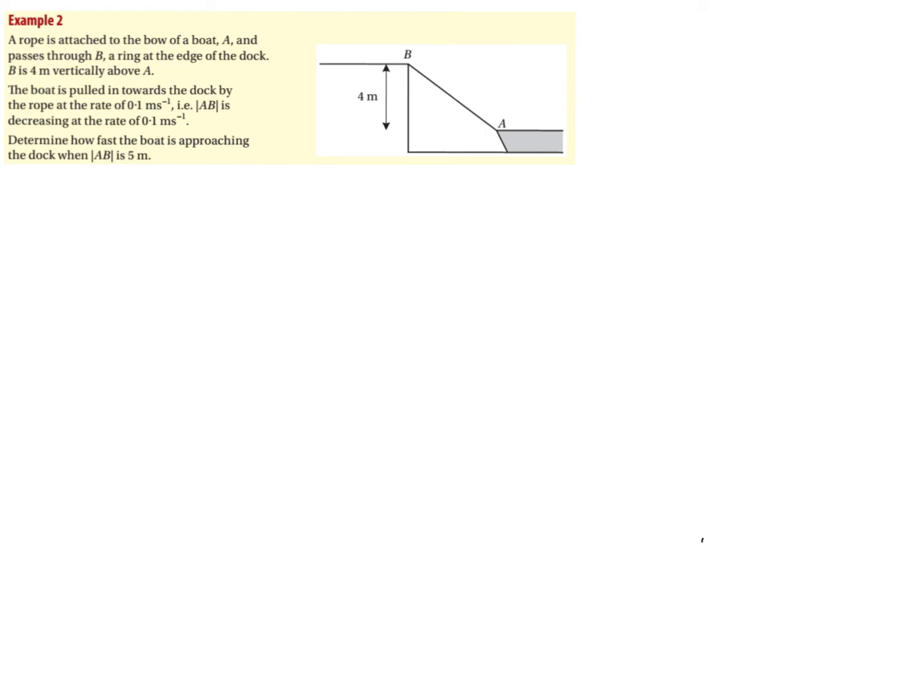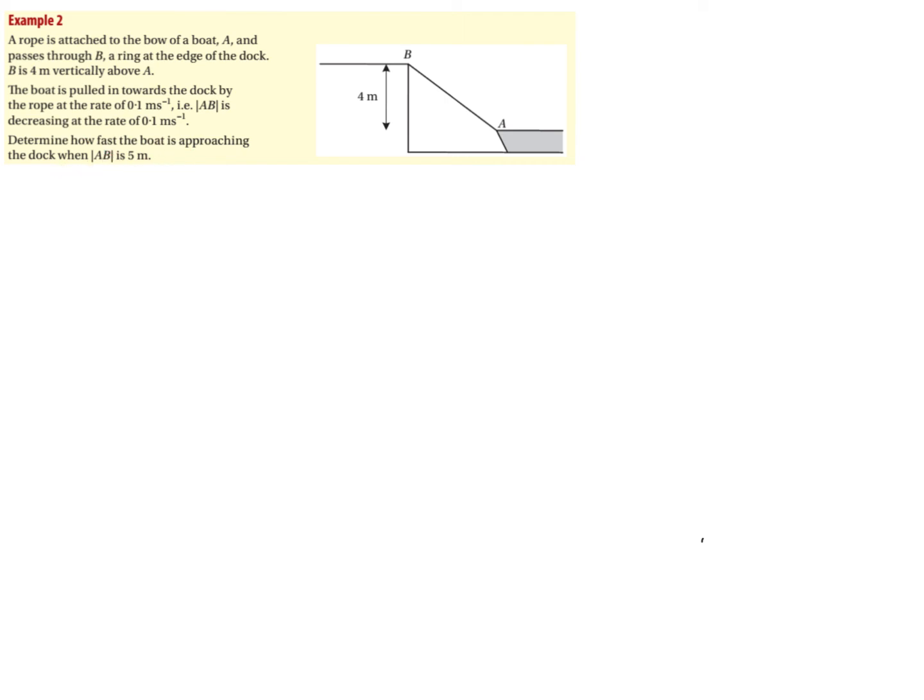So this one is a rope is attached to the bow of a boat, and passes through B, a ring at the edge of the dock. B is 4 meters vertically above A. The boat is pulled in towards the dock by the rope at a rate of 0.1 meters per second. So there's our given, telling us that AB is decreasing at the rate of 0.1 meters per second. So that's obviously, if it's decreasing, we're going to get a negative here. Determine how fast the boat is approaching the dock when AB is 5.